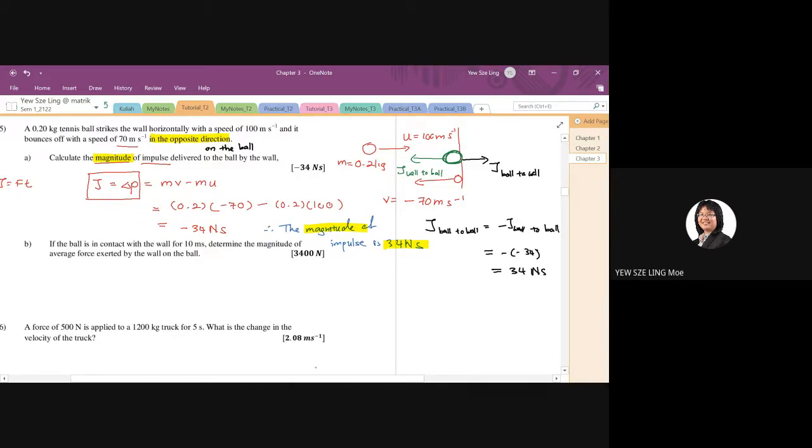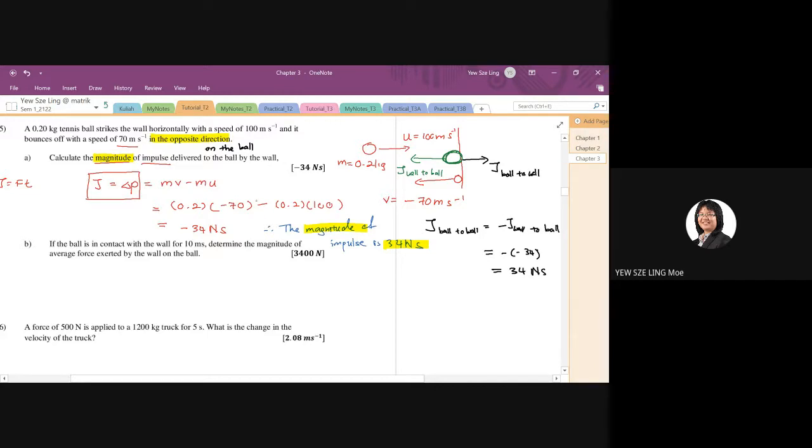So question A, the things that I want to show you: first thing is what it means by magnitude. The second thing, how to determine which impulse to use. You look at the question, see whether the impulse is acting on the object or acting on the wall. If it is acting on the object, then you have to draw the vector from wall to object. So which means it's to the left. If it is acting on the wall, then you draw the arrow from object to the wall. So it is going to the right.